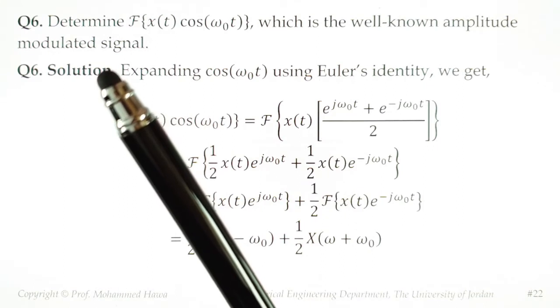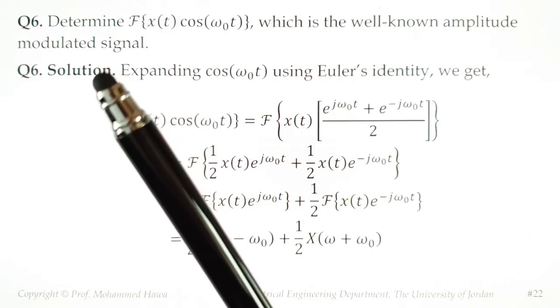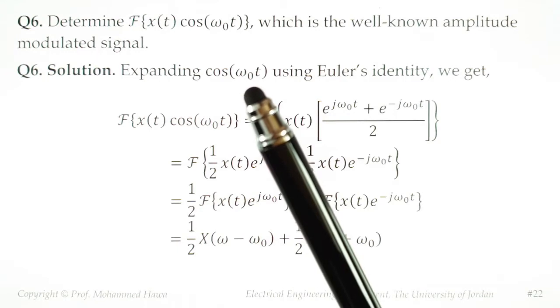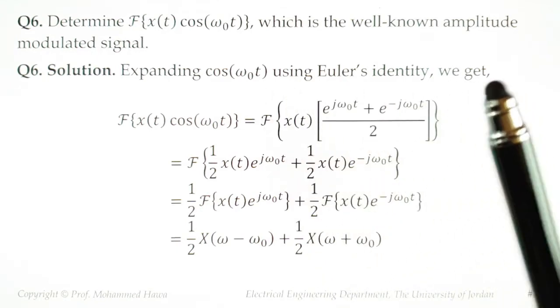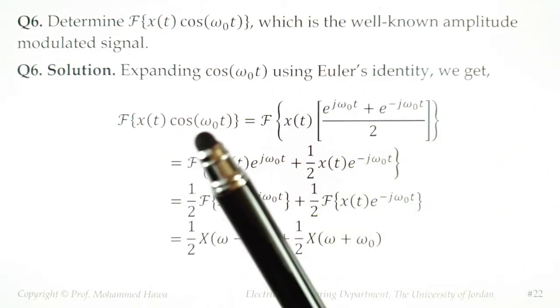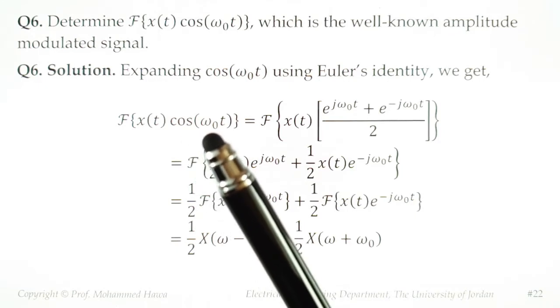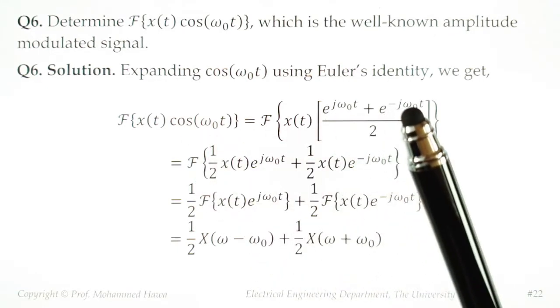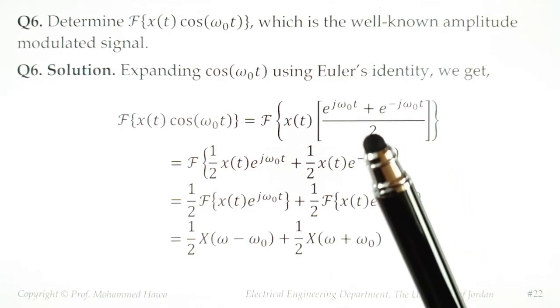It's a very important signal that you'll encounter in communication systems. What is the answer? Well, I don't need to do any integrals. I just need to expand cosine omega naught t using Euler's identity. So I want the Fourier transform of x of t cosine omega naught t, where cosine omega naught t is e to j omega naught t plus e to minus j omega naught t divided by 2.